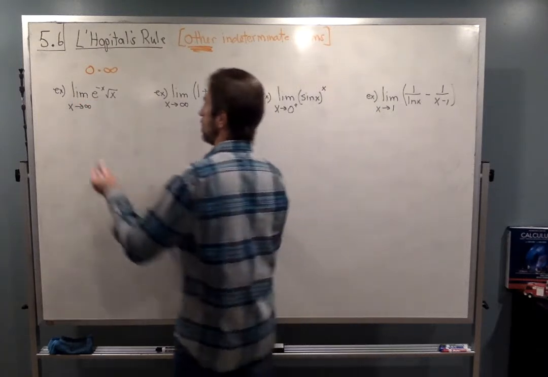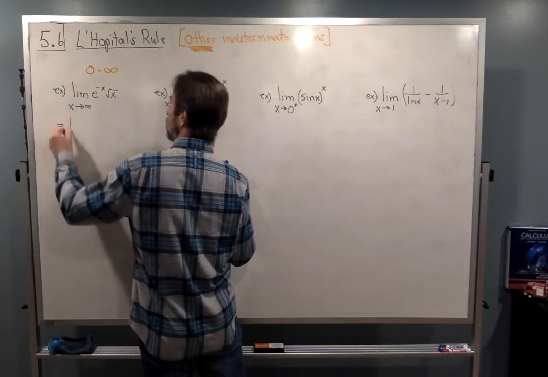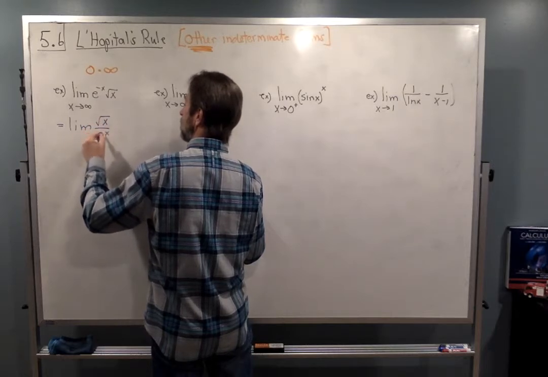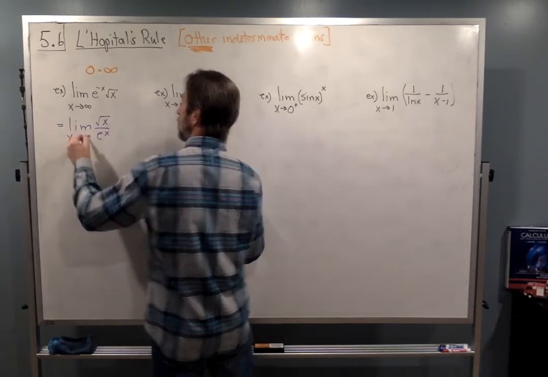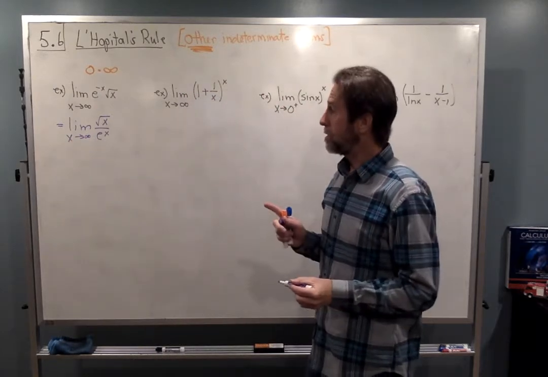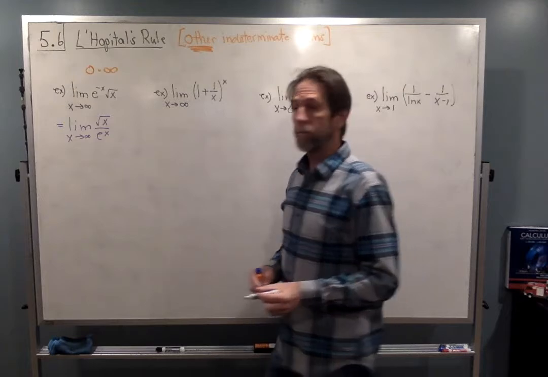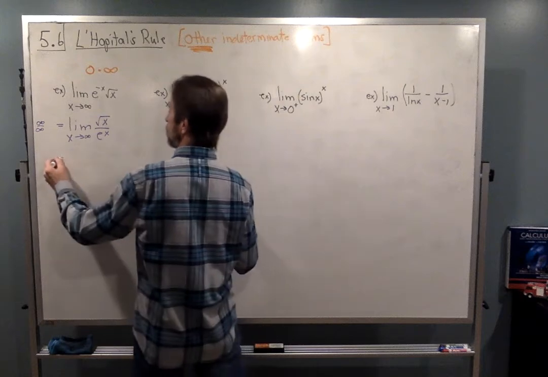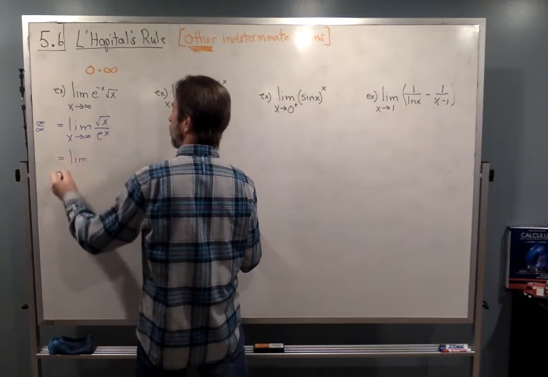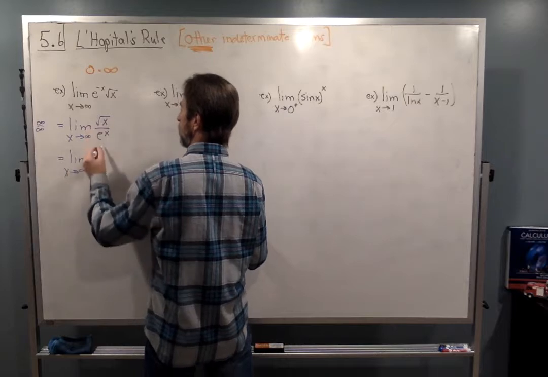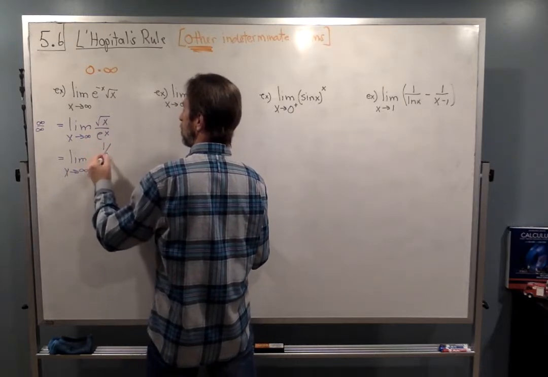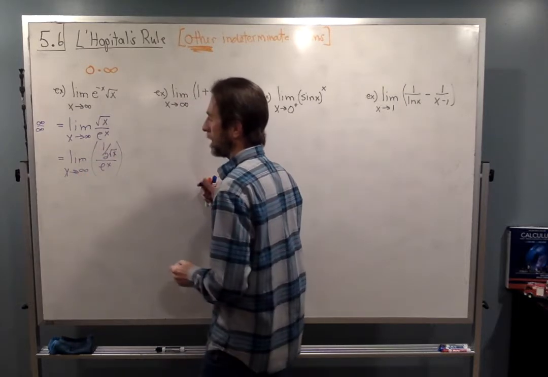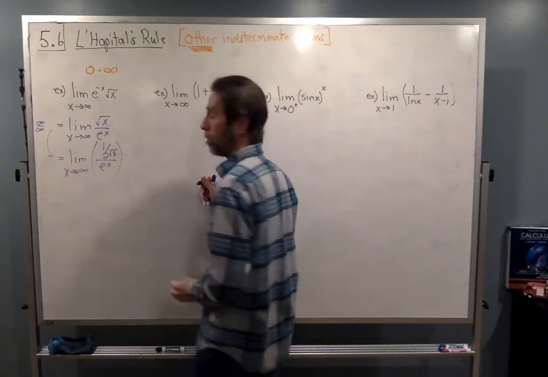Changing this to a quotient doesn't take a lot. I will first write this as the limit of radical x over e to the x as x goes to infinity. Now I can look at it and see it as infinity divided by infinity. So now if I apply L'Hopital's rule, this is going to be 1 over 2 radical x, divided by e to the x. That still looks a little funny, but from here to here I applied L'Hopital's rule.